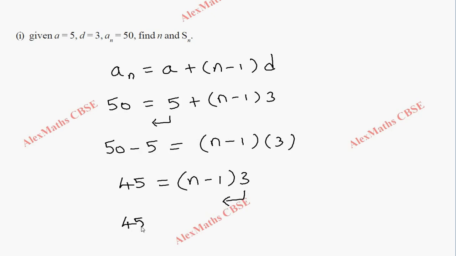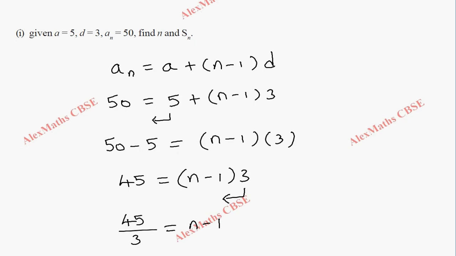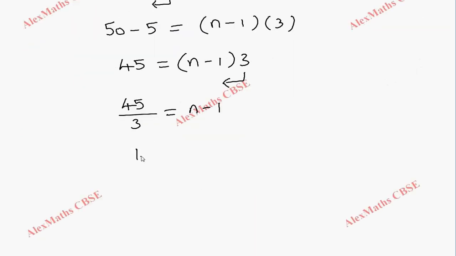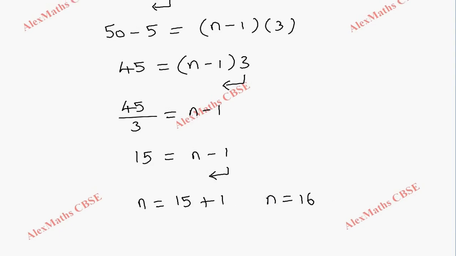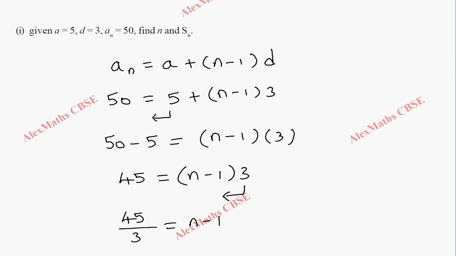the other side. So 45 by 3 equals n minus 1. Then finally after division this is 15 and this minus 1 is taken to the other side. So n is equal to 15 plus 1 and finally we got the value of n as 16. Now using this we have to find the value of Sn.